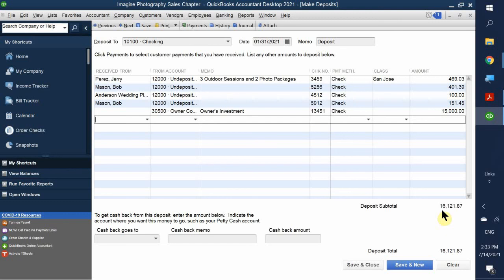Okay, so now that brings my whole entire cash value up to $16,121.87. Okay, and that's what you can do here. When you can modify, you can add extra stuff in here. So if you need to add your cash in here, go ahead and add your cash in here, right? This is the window for it.